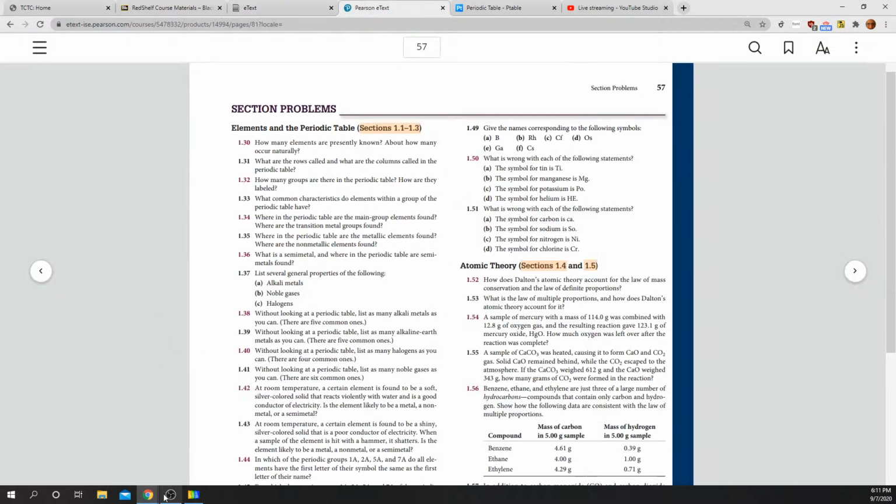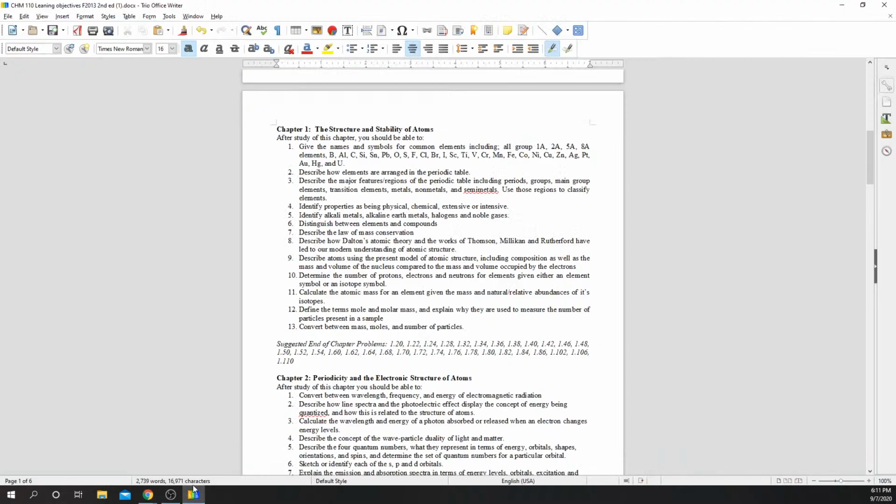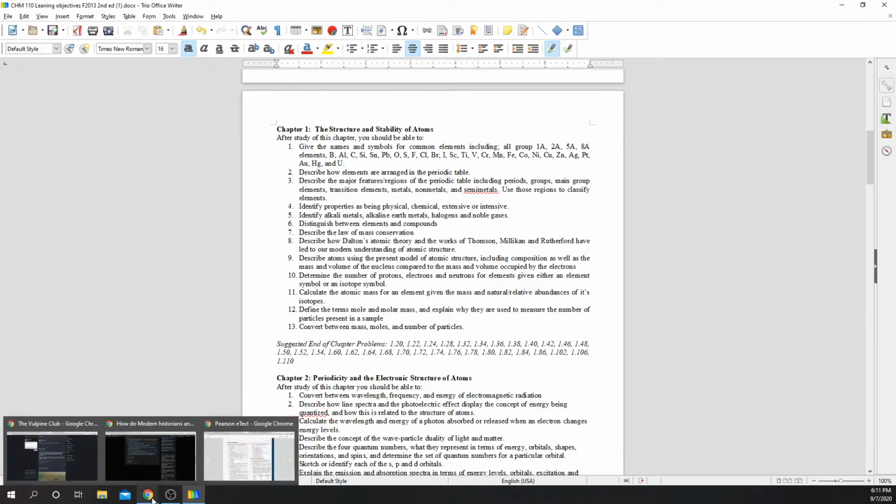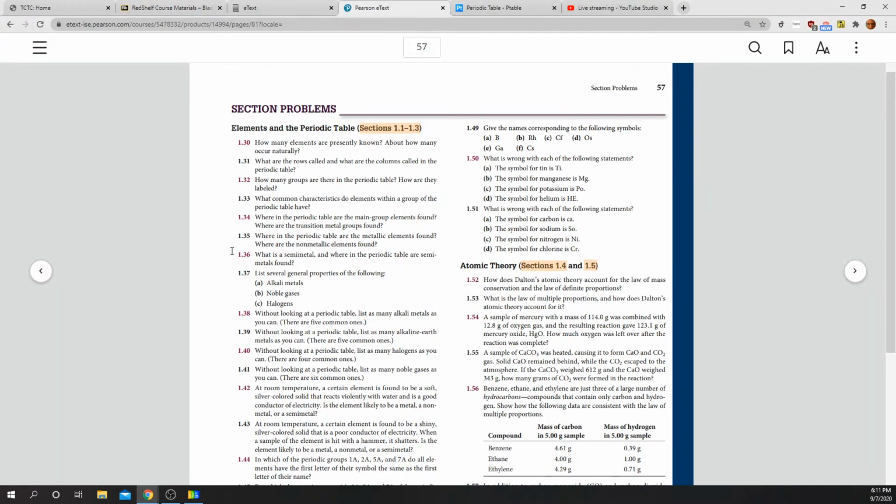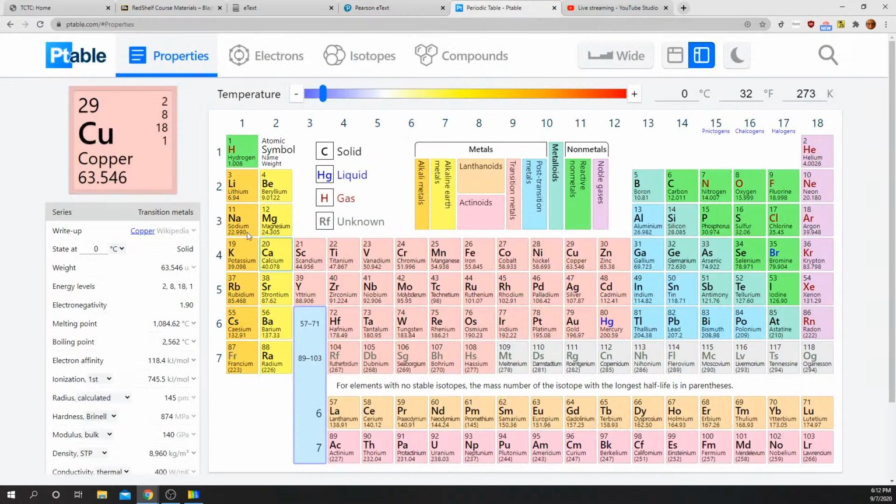There we go. Next problem, I believe, was 36. Yes. No, 32 is followed by 34, then 36. Where in the periodic table are the main group elements found? Where are the transition metals found? Okay. Main group, there's the two tall columns on the far end on either side, and then the transition elements or the transition metals are here in the middle.